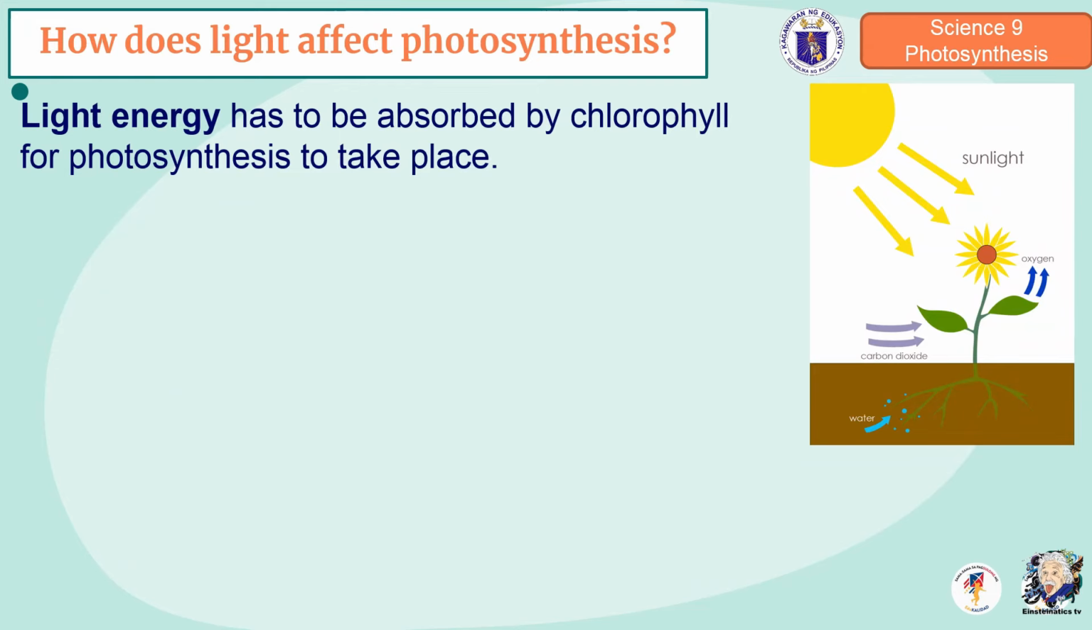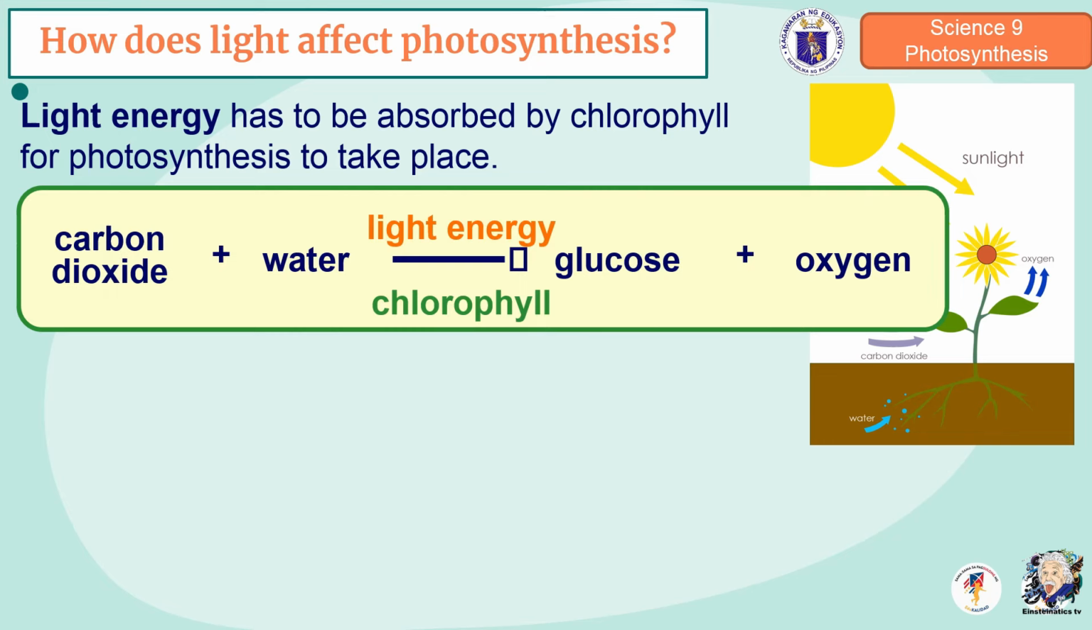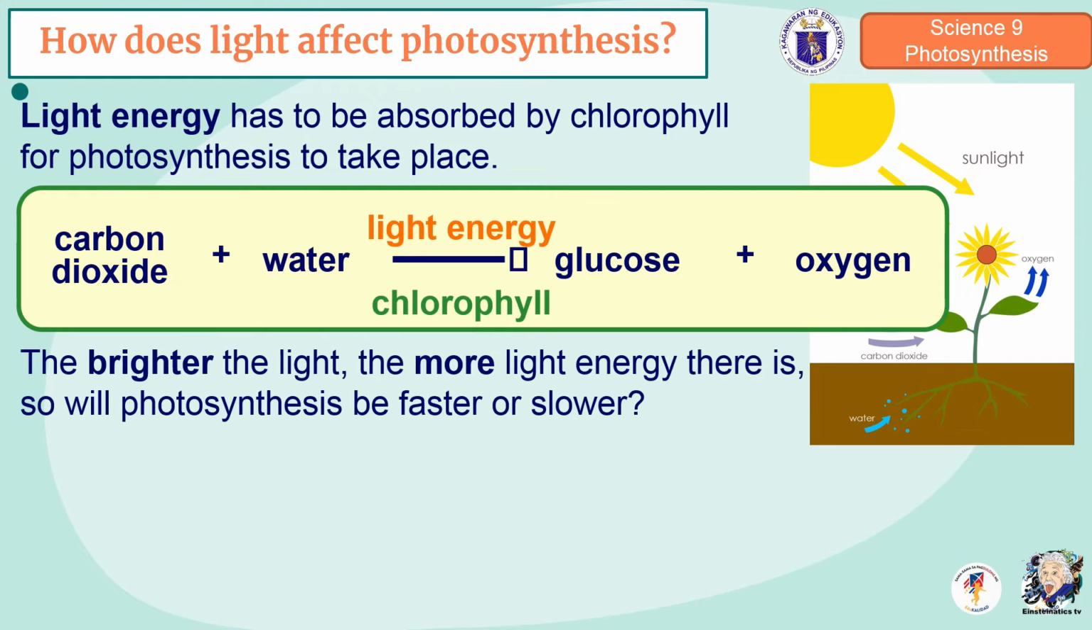So you might be wondering, how does light affect photosynthesis? From our previous discussions, you already know that light is essential to the process of photosynthesis. Without it, photosynthesis would simply not happen. Light energy has to be absorbed by chlorophyll for photosynthesis to take place. We already know that it is light energy that is used in order for a plant to produce its own food. So how does light affect photosynthesis?